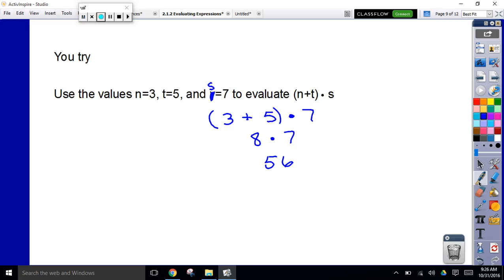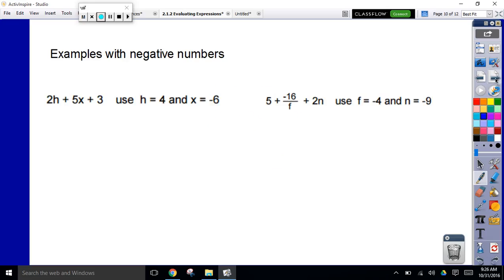Okay, we are now going to look at some examples with negative numbers. Negative numbers you just have to be more careful with because we have more signs to deal with. So we have 2h plus 5x plus 3. H equals 4, x equals negative 6. So we have 2 times 4 plus 5 times negative 6 plus 3.